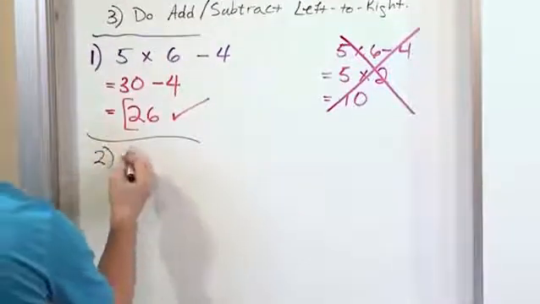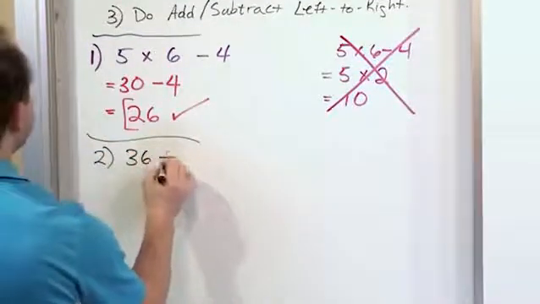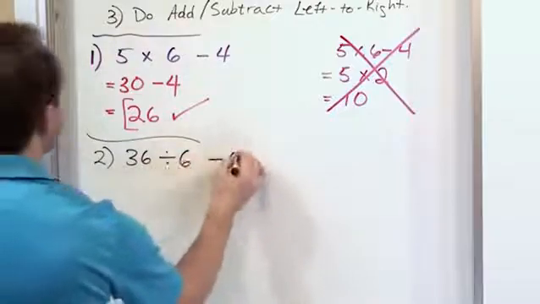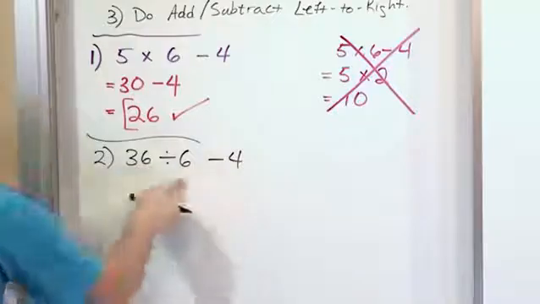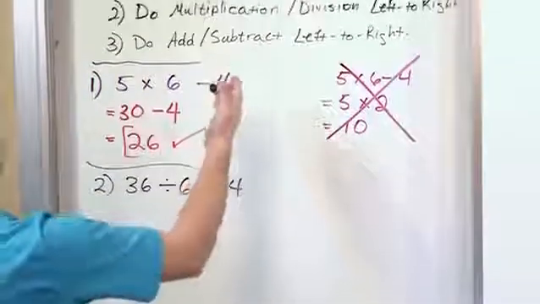What if I have 36 divided by 6 minus 4? Again, some students might look here and say, well, I've got subtraction, I've got division. What do I do first? Well, you go to your order of operations.